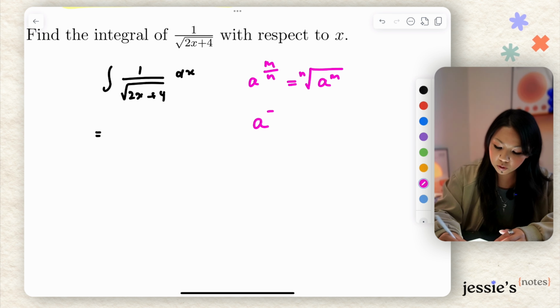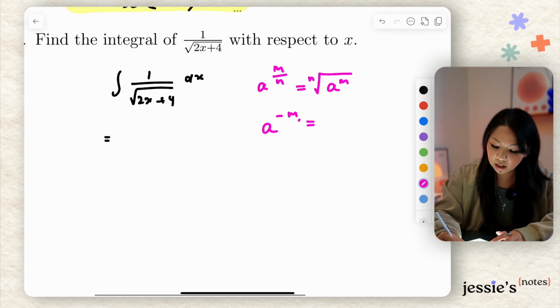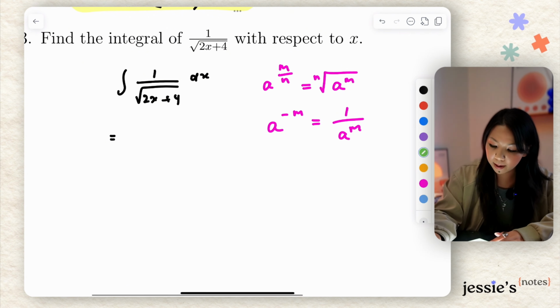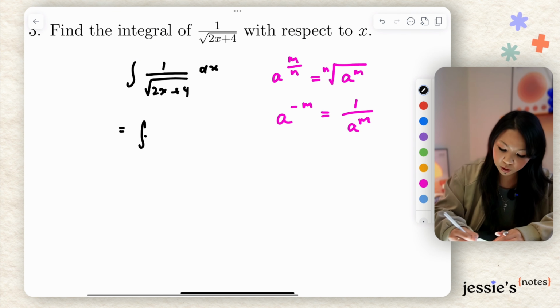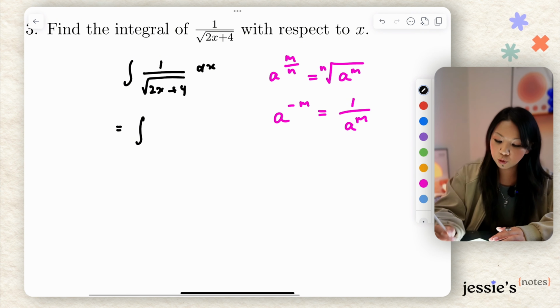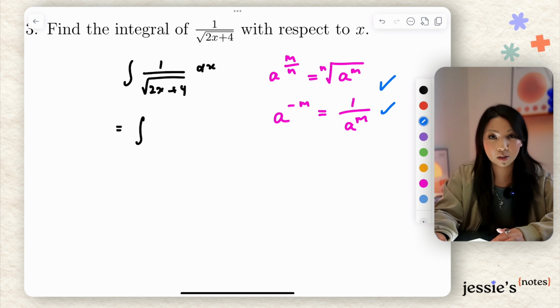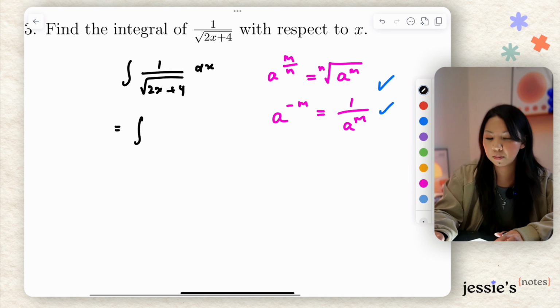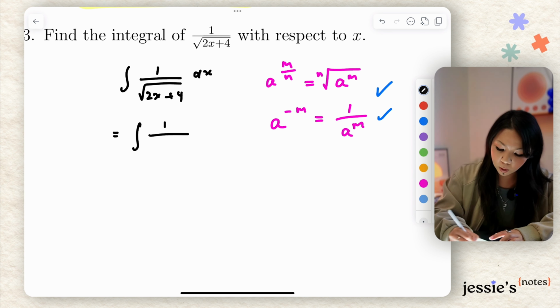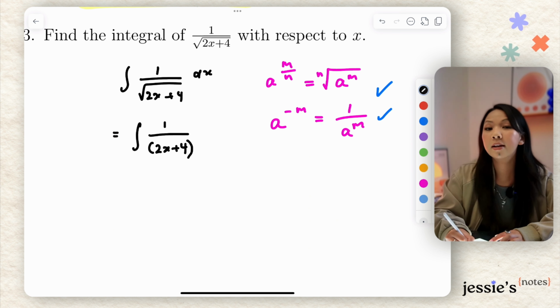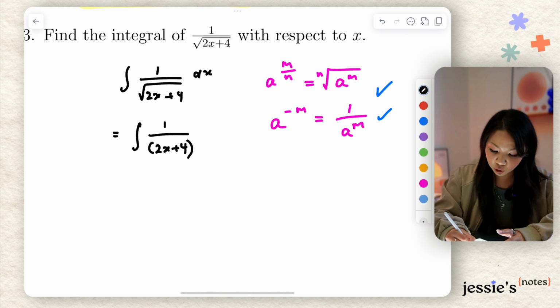I'm also going to be using the negative index law, which says that if you have a negative power, you can write it as 1 over a to the power of m. Okay, so let's apply both of these index laws on this guy. Let's do it step by step so we know what's going on. So I'm going to first change it to a fractional power.